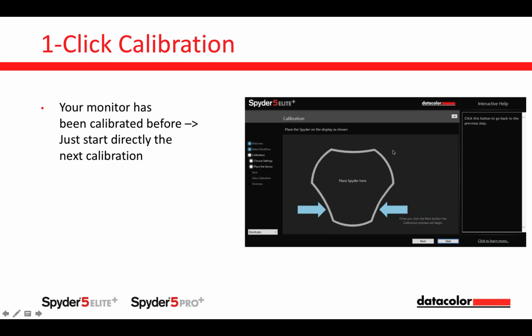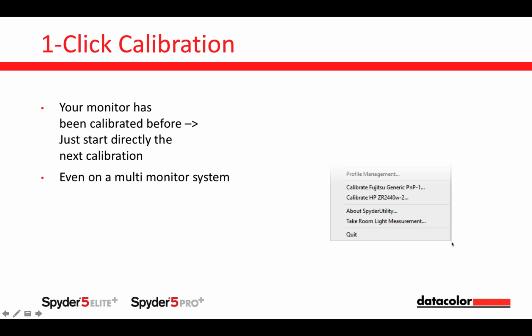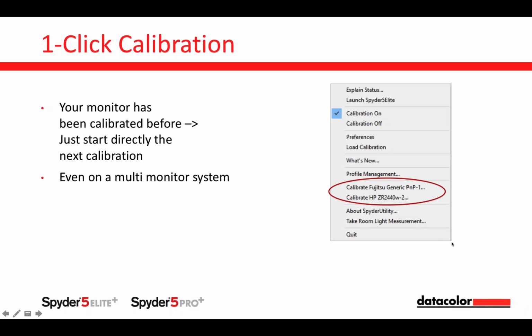Then you need to put the Spyder in here, of course connected to a USB port in your computer, you know that. Click on Next, and it will recalibrate your monitor. Even if you have a multi-monitor system, meaning 2 or even more monitors connected to your computer, all these calibrated screens are listed here, and you can start a one-click calibration for them as well. So it's not working with one monitor only, it also works with multiple monitors on that system.